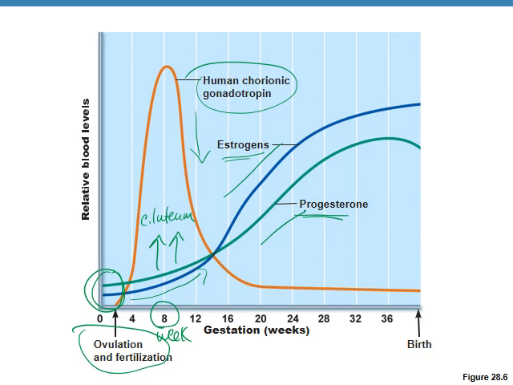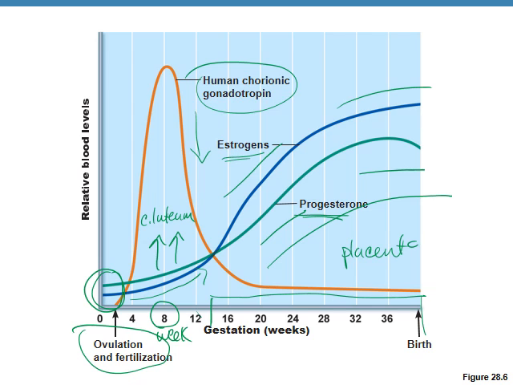Estrogen and progesterone really pick up through, let's say, week 15-ish out to birth. And this is as the placenta is growing, right, and has enough cells to maintain the estrogen and progesterone level. So this is why the corpus luteum is really important in the beginning phases. If something happens to the corpus luteum, you're not going to be able to maintain pregnancy.